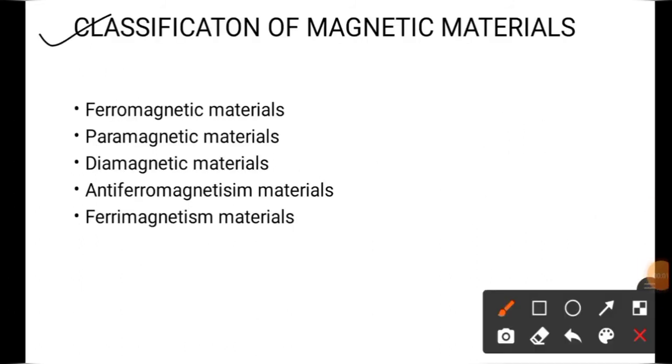Next point is classification of magnetic material. The magnetic material is classified according to the behavior of material in external magnetic field. First type is ferromagnetic material, second one is the paramagnetic material, third one is the diamagnetic material, fourth one is the antiferromagnetism material, and last one is the ferrimagnetism material. Now we will see all these 5 materials in detail.